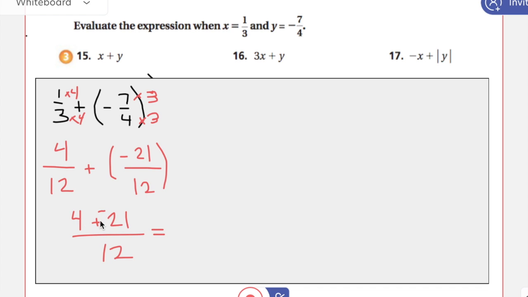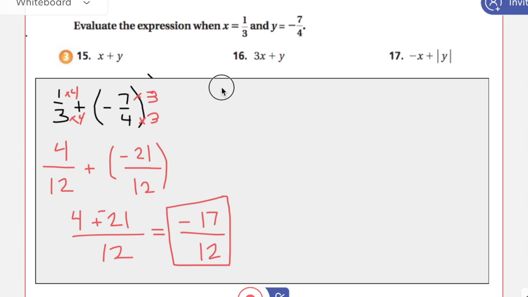So I think, okay, my answer is going to obviously be a negative because 21 is greater than 4. And then what is 21 minus 4? 17/12. And so my answer is a negative 17/12. Remember, your negative can go on top, it can go on the bottom, it could even go right here on the side. As long as you have the negative there, you're good to go.